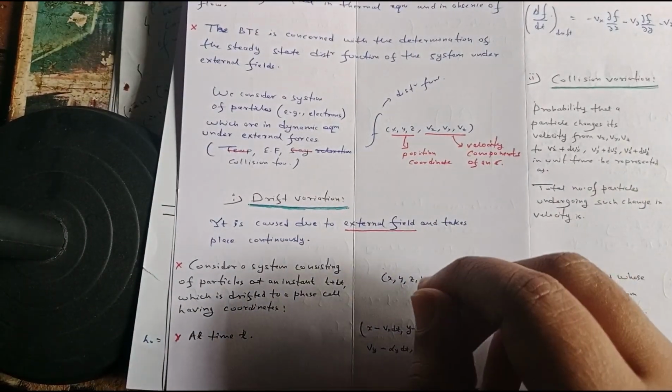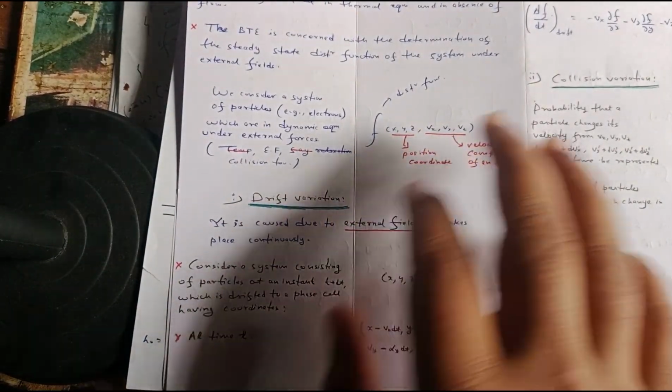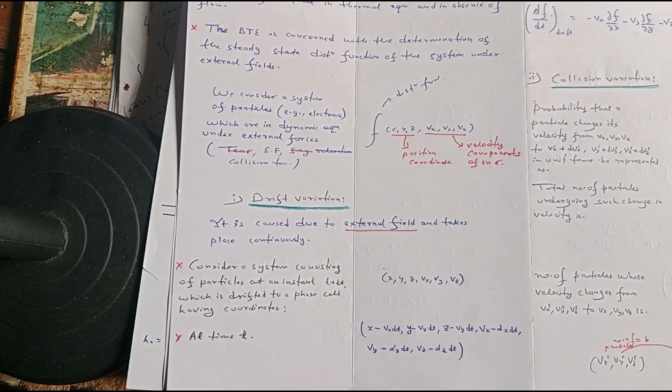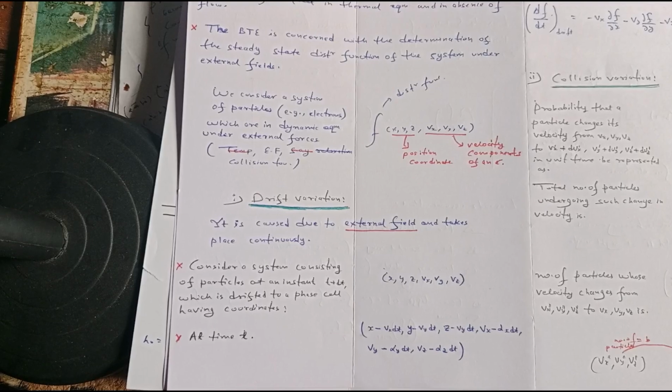Basically, when there is no external field, it will be totally a Fermi Dirac distribution function. Now we are going to see what modifications this Fermi Dirac distribution will undergo after applying an external field.